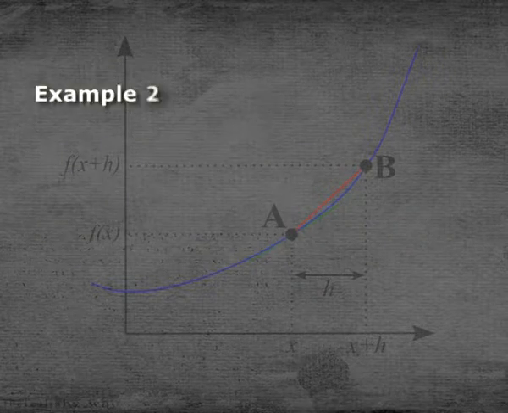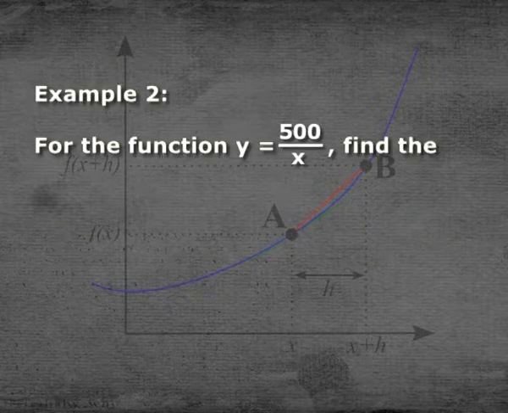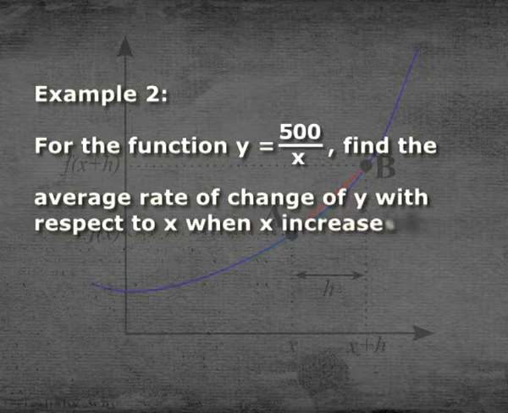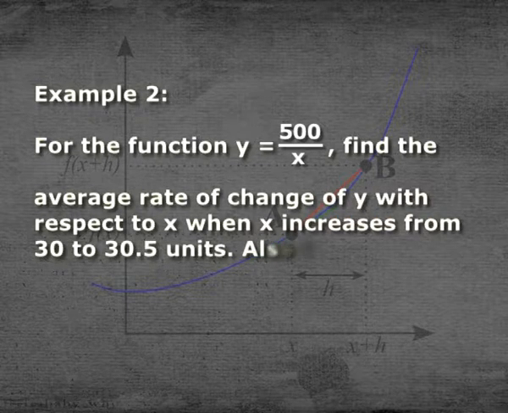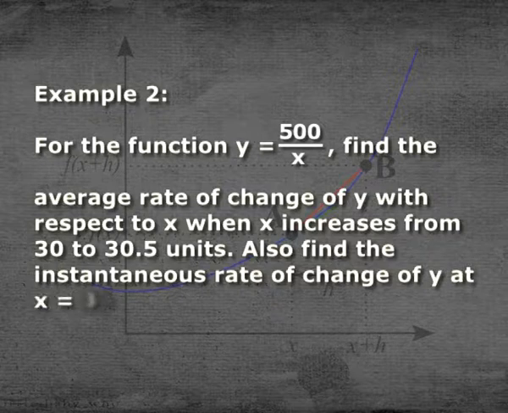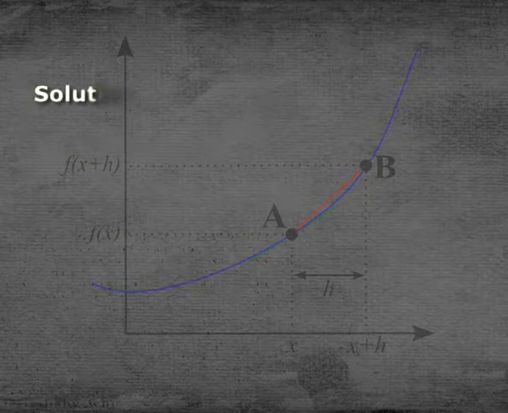Let us see the second example here. For the function y equals 500 by x, find the average rate of change of y with respect to x when x increases from 30 to 30.5 units. Also find the instantaneous rate of change of y at x equals 30. Now let's see the solution.